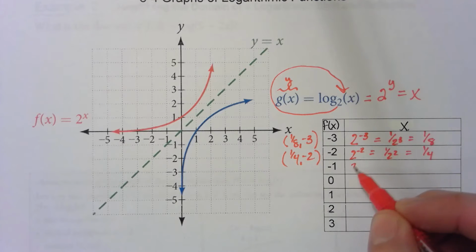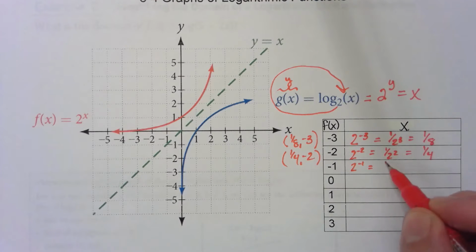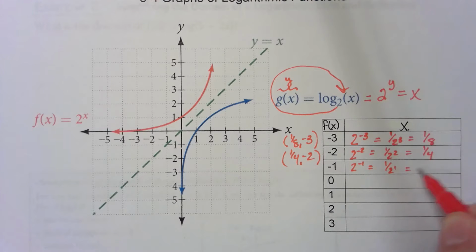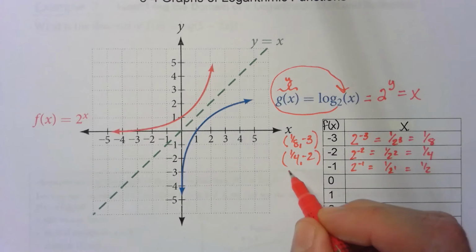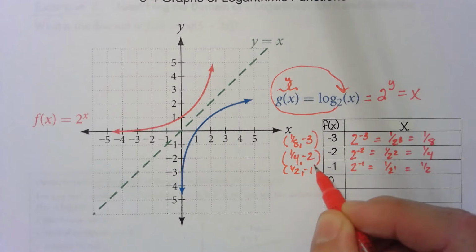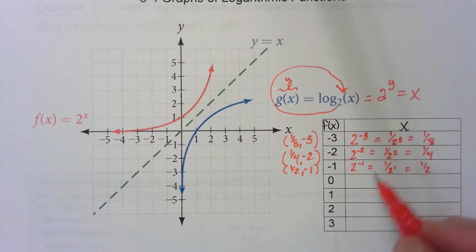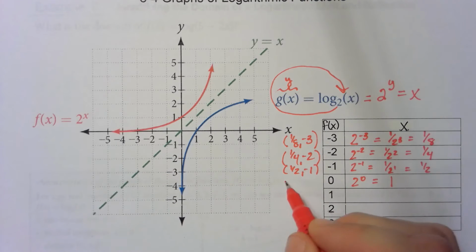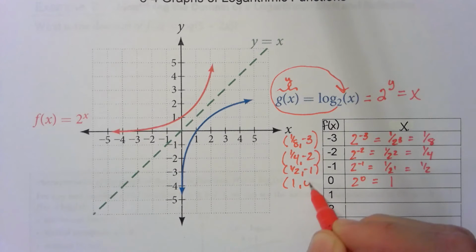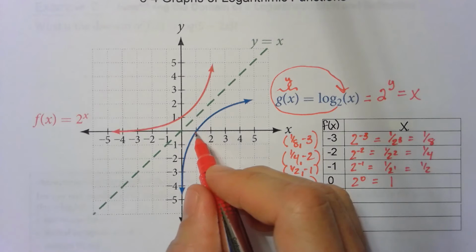The next one is 2 to the negative 1. So that's 1 over 2 to the first power. That's just 1/2. So we get 1/2, negative 1. What about 2 to the 0? Remember, 2 to the 0, or anything to the 0, is 1, right? So this ordered pair would be 1, 0 here.